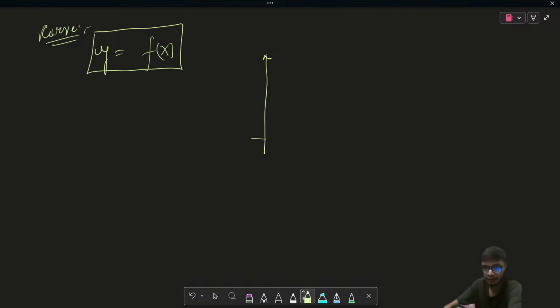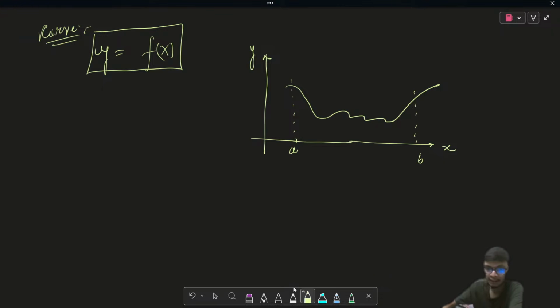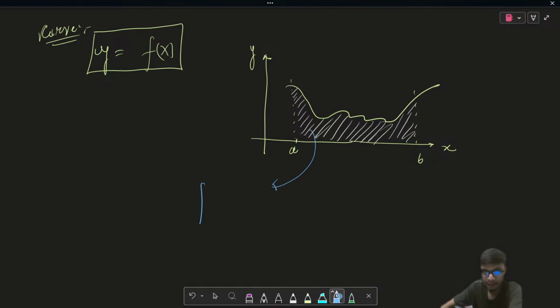Let's say the graph looks like this, and the curve is something like this. Let's say it starts from point A, and we are interested only between point A to B. This is my required area under the curve from A to B. Now we have already studied that this can be given as the integral from A to B of f of x dx. Please note that when we take the definite integral, it gives me the algebraic area.